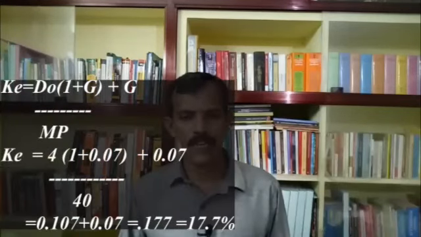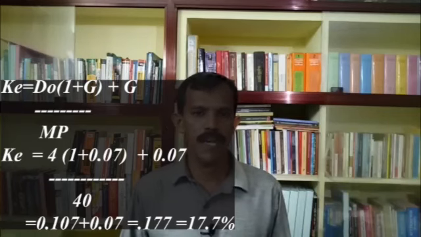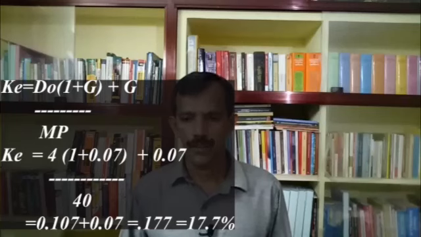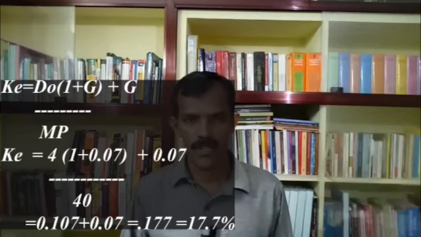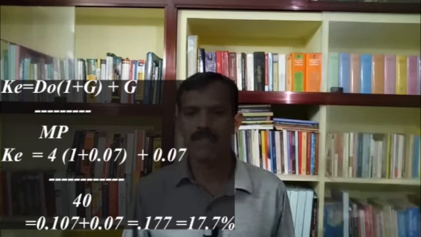Here we first write our formula. We know K is equal to D0 into 1 plus G divided by NP plus G. D0 is rupees 4 per share, given in our question. The shares of a company are selling at a market price of rupees 40 and paid a dividend of rupees 4 per share in the previous year. So D0 is equal to 4, MP is equal to 40. The investors expect a growth rate of 7%, so G is equal to 7%, that is 7 divided by 100, 0.07.